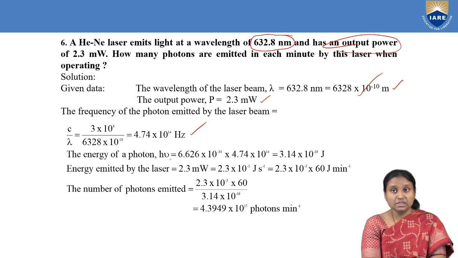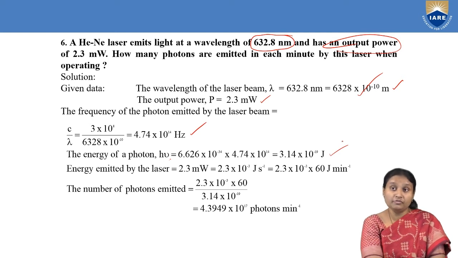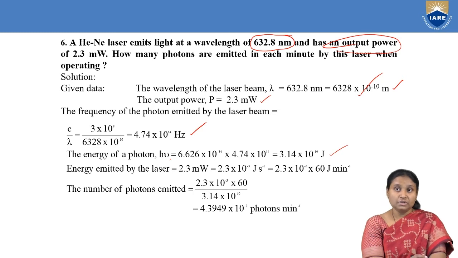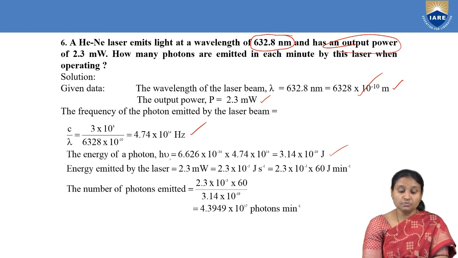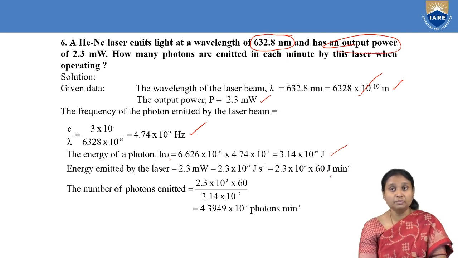So Planck's constant into frequency will give us this value, which is 3.14 into 10 power of minus 19 joules. Now, of course, power of laser is given. It is nothing but energy emitted by laser. It is in milliwatts. So if we convert it into watts, it will become 2.3 into 10 power of minus 3. And 1 watt is equal to joule per second. So if you want to convert this energy into minutes, we have to multiply it with 60. That will give us energy in joule per minute.